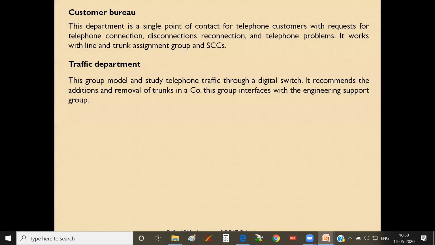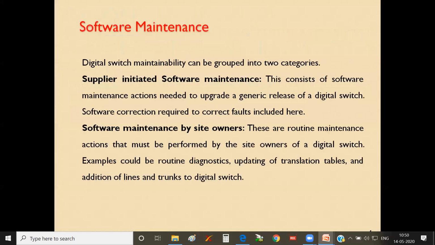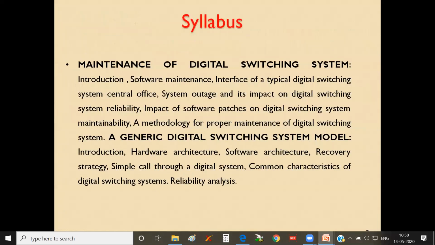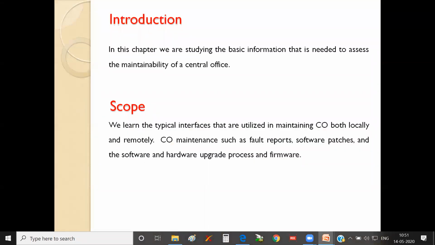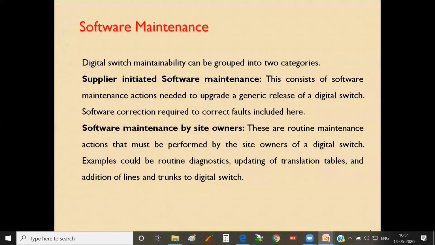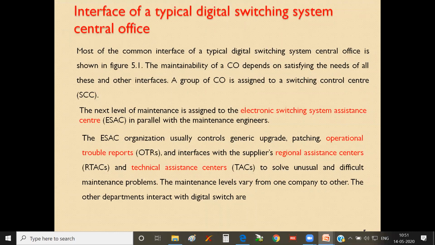Till today we'll try to end up this. Is there any doubt up to here? Introduction, software maintenance, and as well as interface of digital switching system central office. Is there any doubt with these concepts? No, sir. Okay. Software maintenance, okay. Interface of digital switching system. And they may ask this in the examination. These are very important questions, so you can go through them.